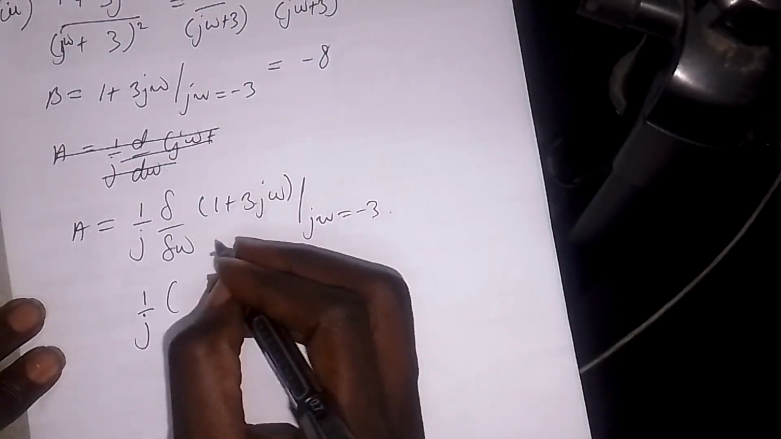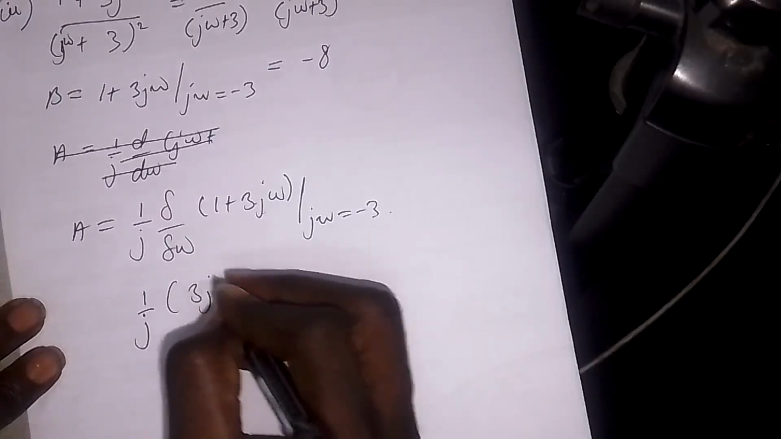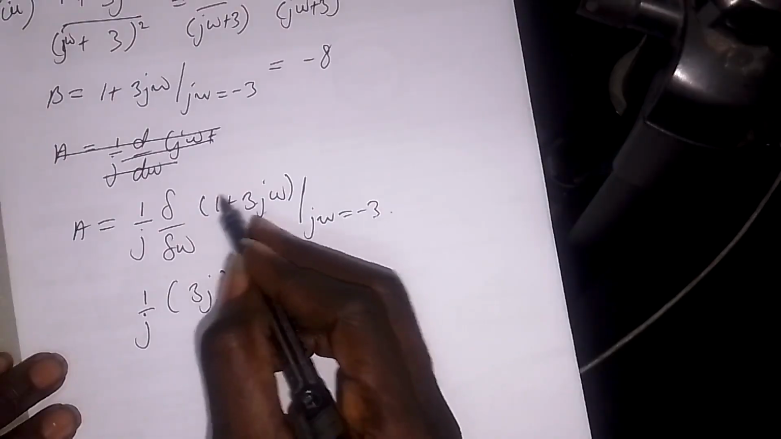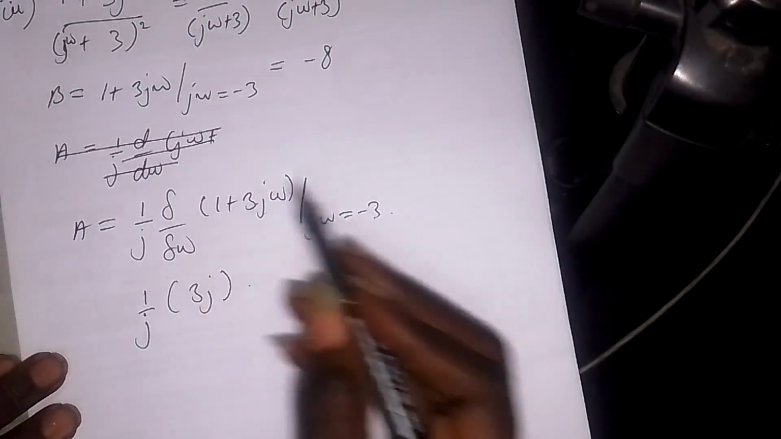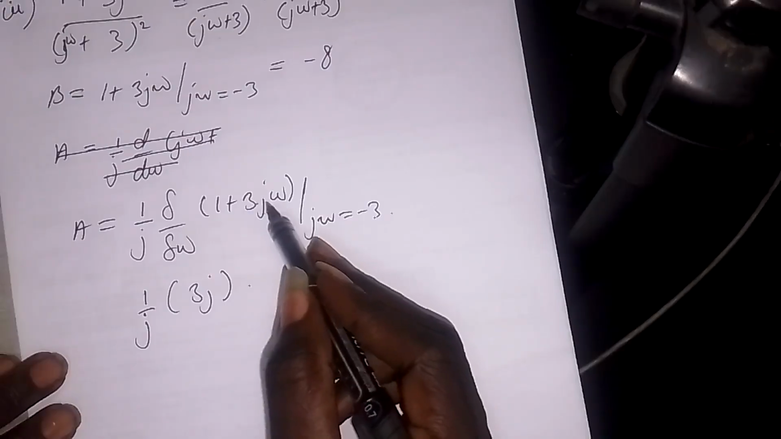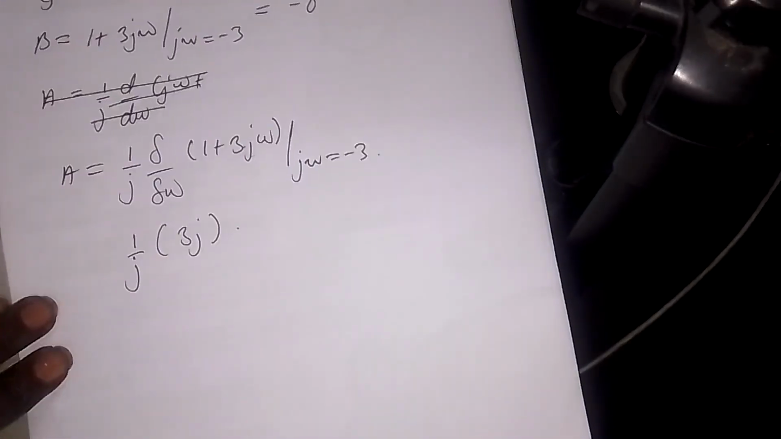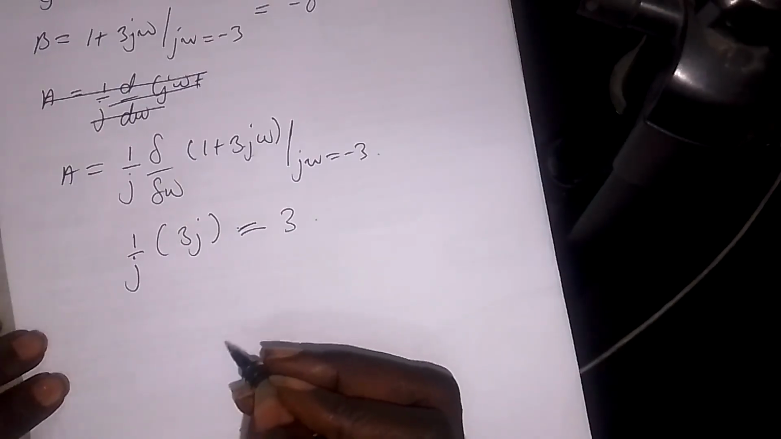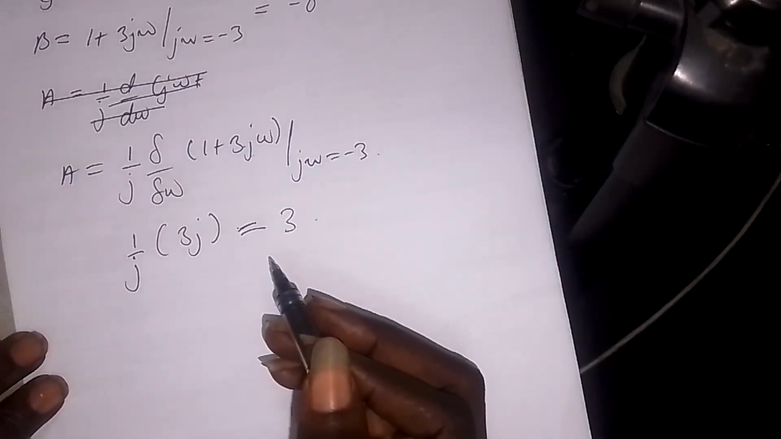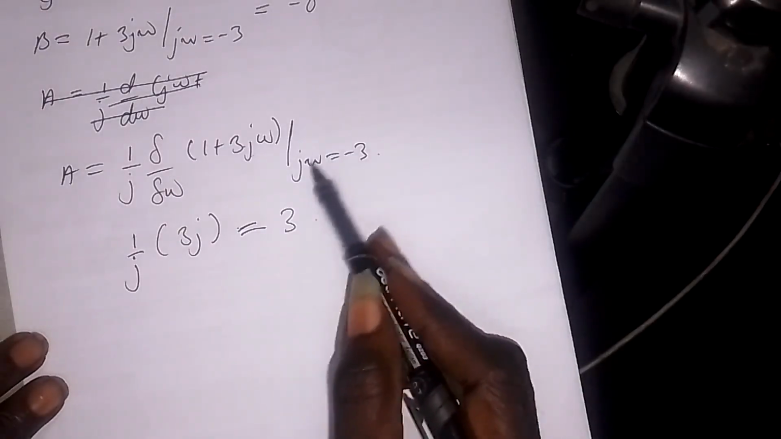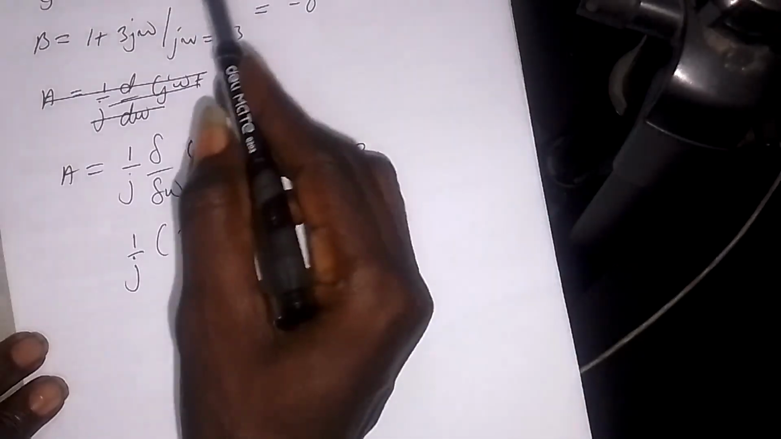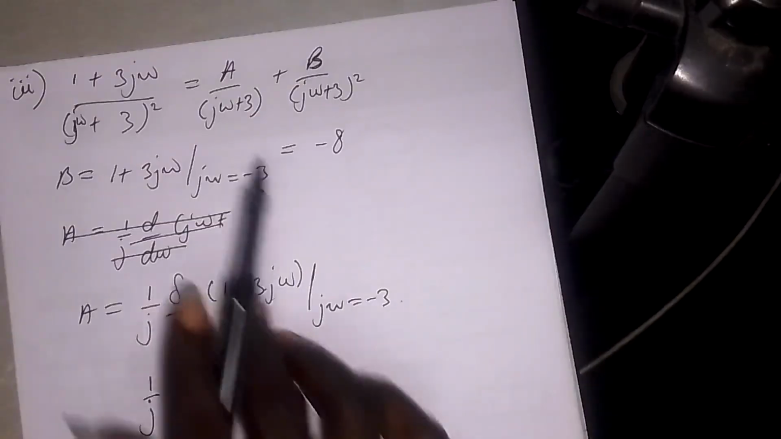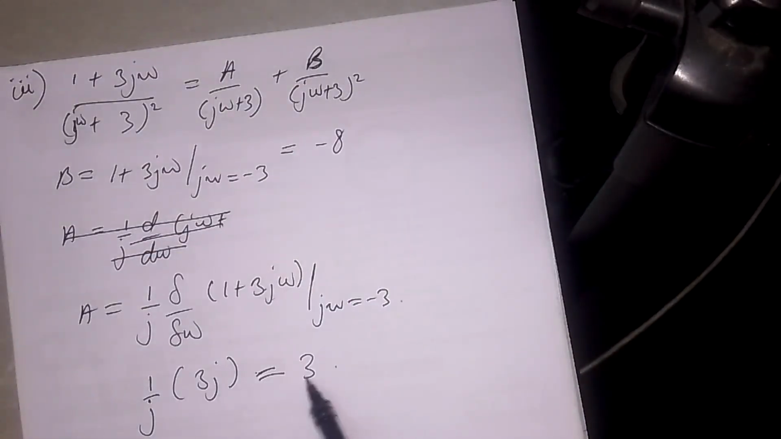Basically I'll get 3j, because if you differentiate 1, you get 0. You differentiate 3j omega with respect to omega, you get 3j. So basically this one will give me 3. That is what I'm going to have. I'm not really going to insert j omega equals minus 3, but I wrote it for you just to know from here. I get my straight 3 from the differentiation.